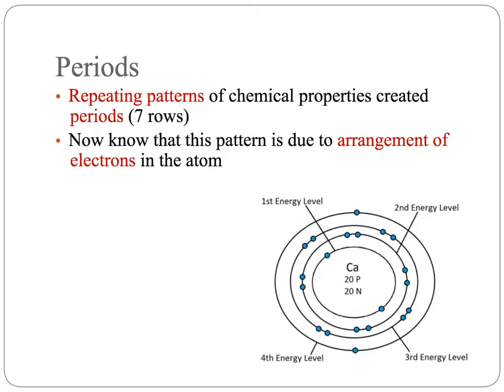The periods, which give the periodic table its name, are actually the repeating patterns of chemical properties. These patterns repeat every 18 elements when you arrange them by atomic number, and so that is why we have 18 columns. There are 7 rows in the periodic table, and although the scientists did not know this in the beginning, we now realize that this pattern is caused by the arrangement of the electrons in the atom.